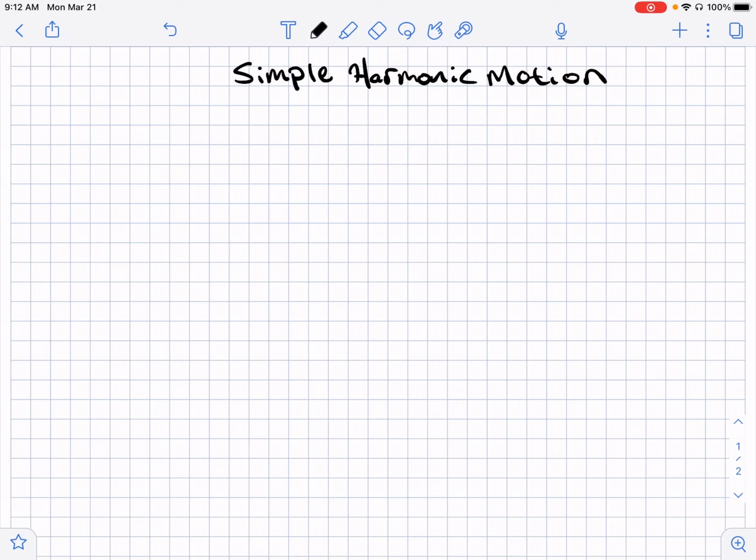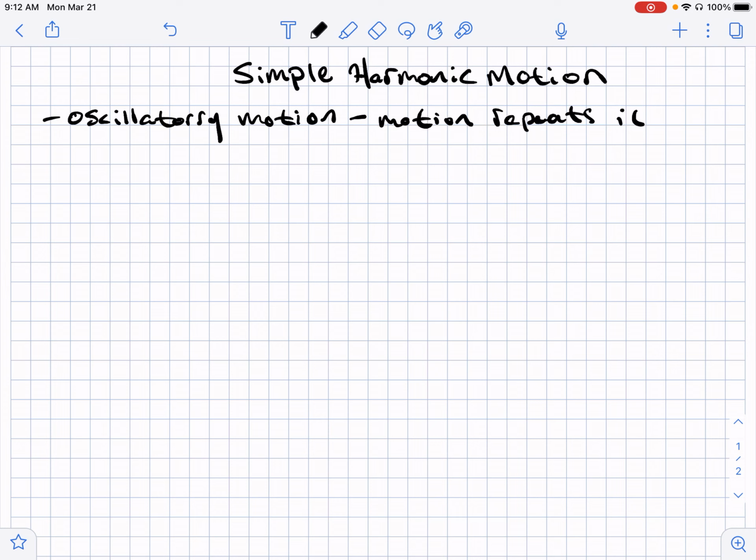Hey there, we're going to go over some simple harmonic motion notes. And simple harmonic motion is really described as oscillatory motion. And oscillatory motion is just motion that repeats itself at a regular time interval. Okay, so that motion repeats itself at a regular time interval.